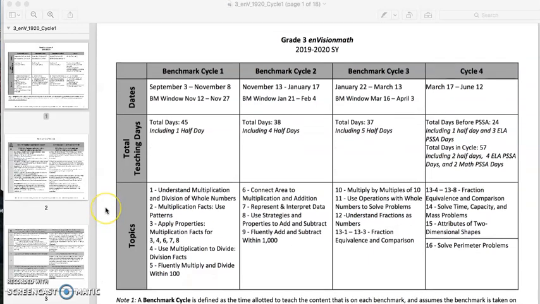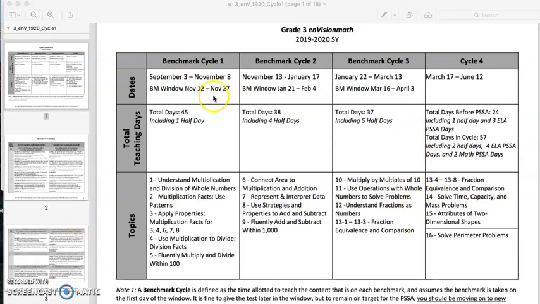The first page, however, does give you that big picture year overview. Even though you can't see the details for all of the cycles, you can see which topics will be taught in which cycle. You see the dates at the top that push you to keep on pace to make sure you're covering content before the benchmarks and before the PSSA. And this line down here tells you that if you follow that pace, there is one topic that you will not teach before the test.